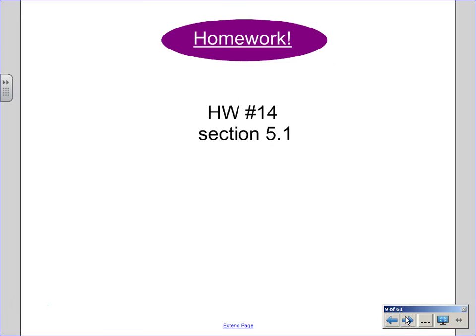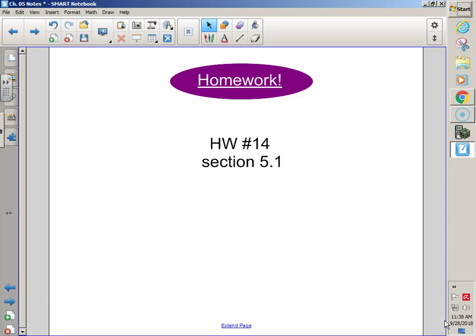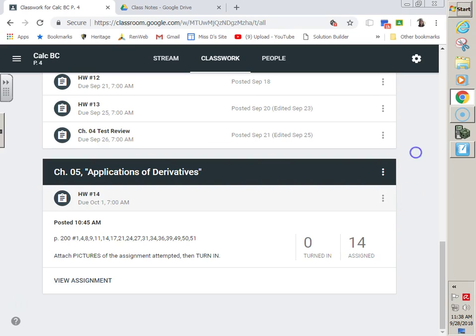Hey, right in time. You got to take a picture of the homework. I think I have the classroom open. There he is, if you want him. Let me peek and make sure there aren't any other weird directions.